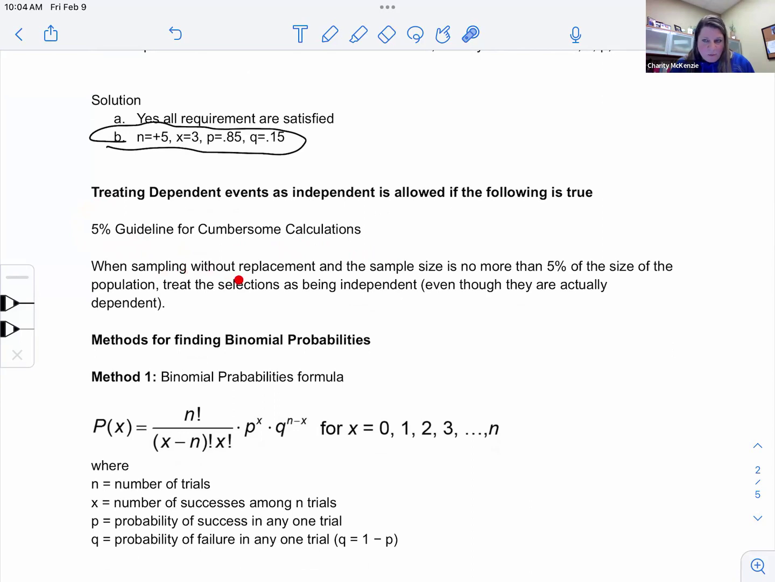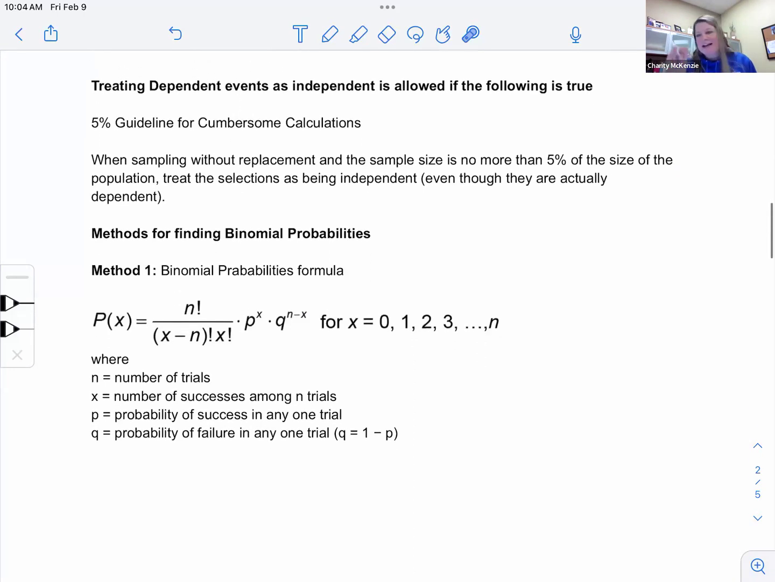When sampling without replacement, so we don't meet the requirements, and the sample size is no more than 5% of the size of the population, so it's a really small percent of people that you're picking from the population, treat the selection as independent, even though it's not really. So basically, I can use my rules. Okay, so that's kind of cool.